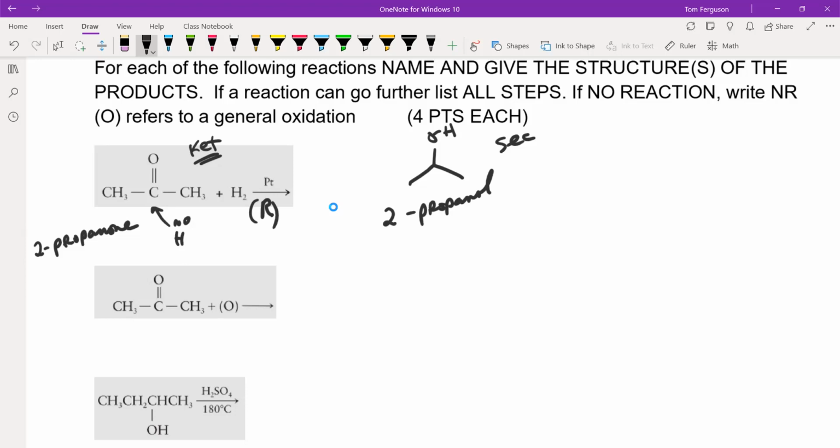So ketones come from secondary alcohols. Aldehydes and acids come from primary alcohols. So here we have the same ketone, propanone, under an oxidative environment. Ketones cannot be oxidized, so no reaction.